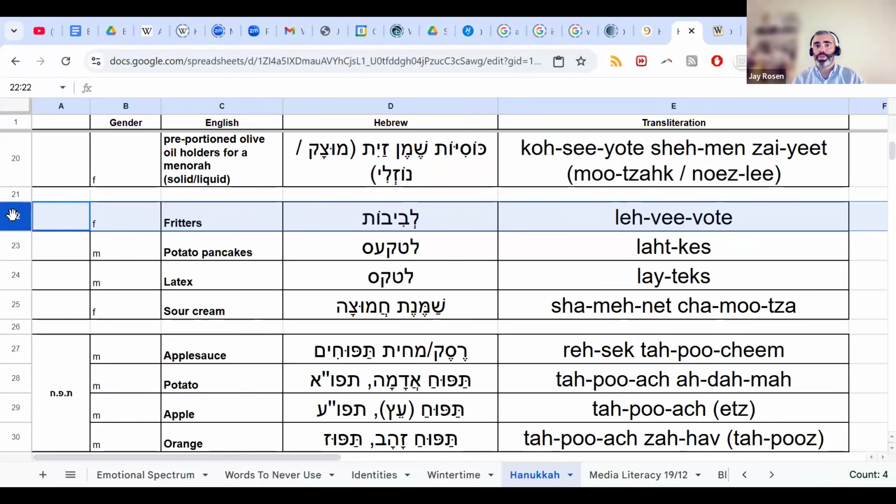I'm not going to go into it right now, but just know that in general, what we would call in some other languages, potato pancakes or latkes, and we'll get to that in a second, are simply called levivot. And then you say levivot followed by whatever it's made out of. So if you want sweet potato pancakes, you would say levivot batata. If you want zucchini, levivot zucchini. Okay. If you want to be really specific about potato pancakes, levivot tapuchei adama. Or you can say latkes.